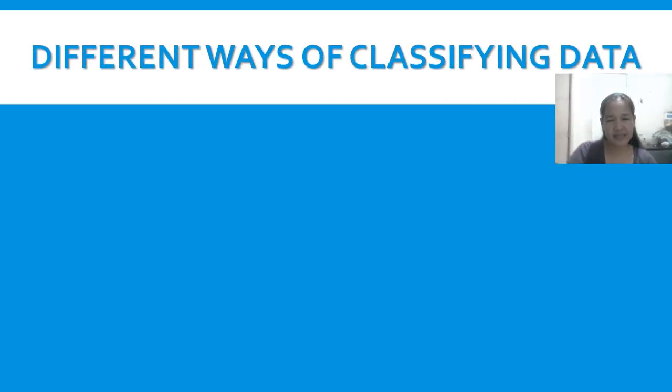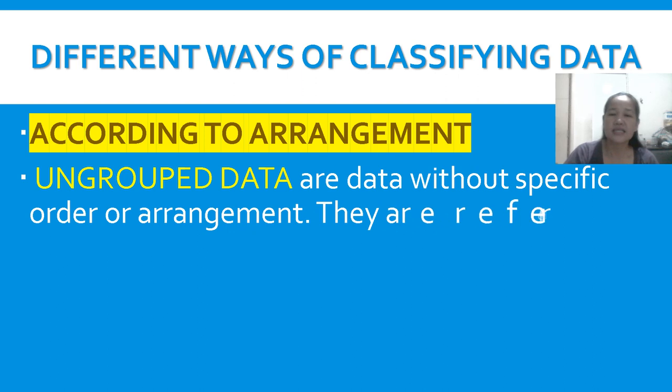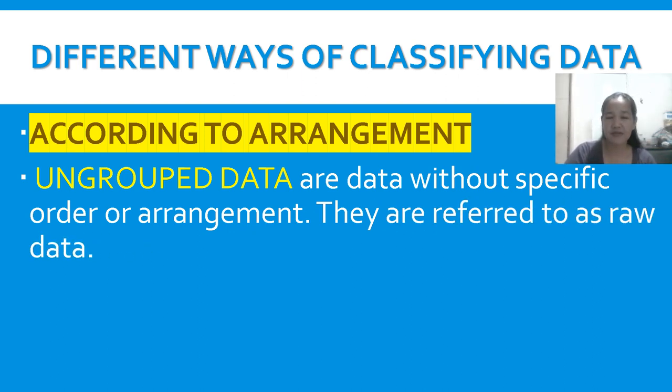Another way of classifying data is according to arrangement. So we have the ungrouped data. These are data without a specific order or arrangement, and they are referred to as raw data. Let's say, for example, data during enrollment. The number of students enrolled in the senior high school department in grade 12 is 345. Now, we do not know where the track or the strand these students belong, so it is still ungrouped data.